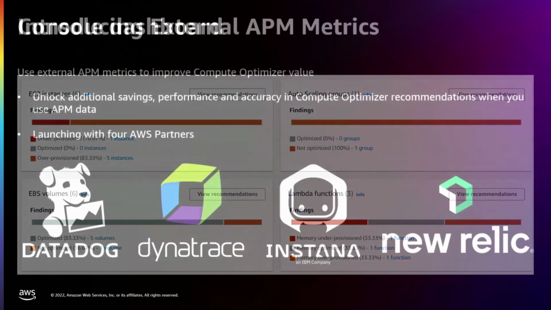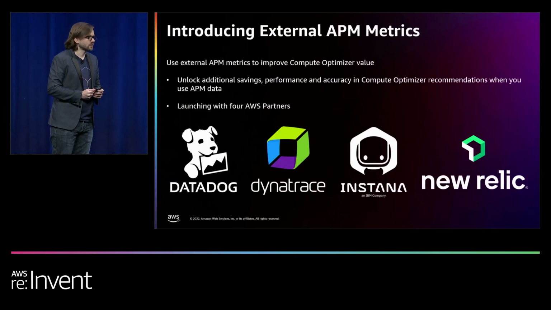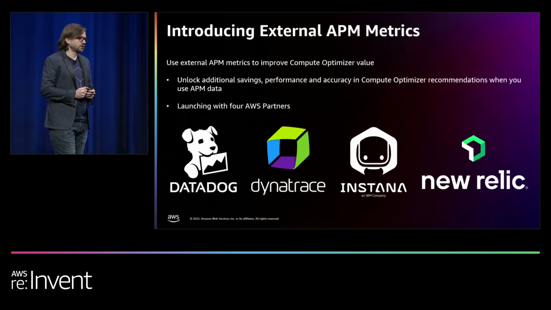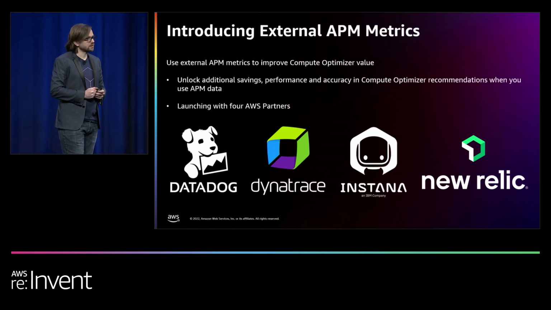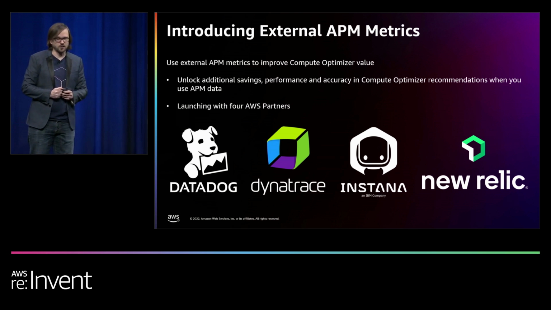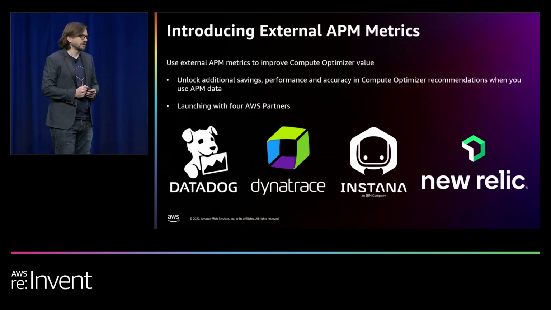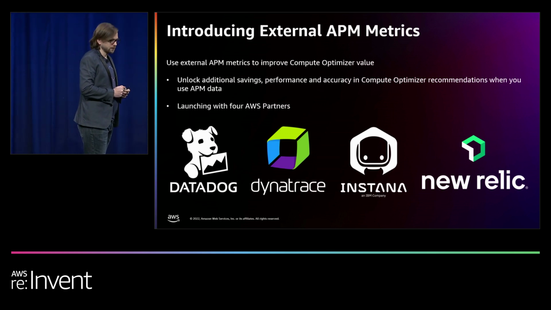So we launched a new feature this week. I hope you all saw it in your news feed. Compute Optimizer launched a new capability to get memory metrics from external sources. And we're really, really proud to launch this with 4 of our partners. So we're launching it with Datadog, Dynatrace, Instana, and New Relic.